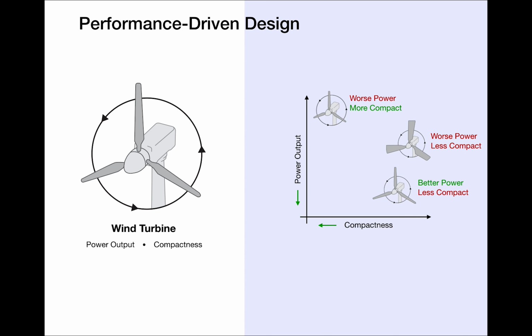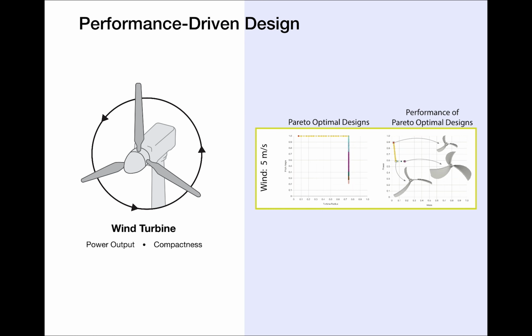Some designs are strictly worse on all metrics, so they do not merit consideration. The designs that exhibit the best performance trade-offs are called Pareto optimal designs. They can be found using multi-objective optimization. Of course, these designs do not exist in a vacuum.